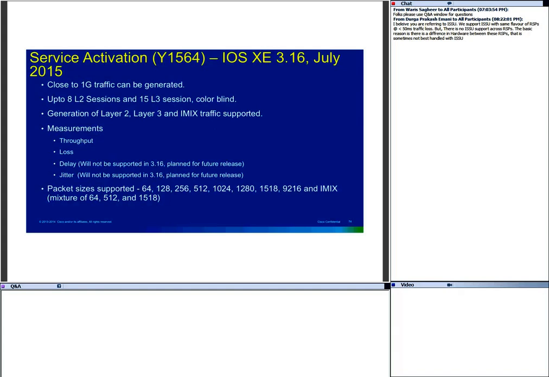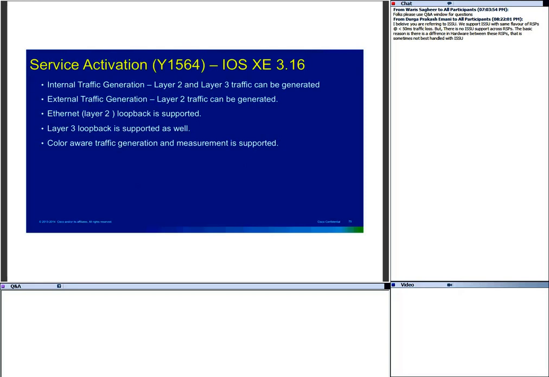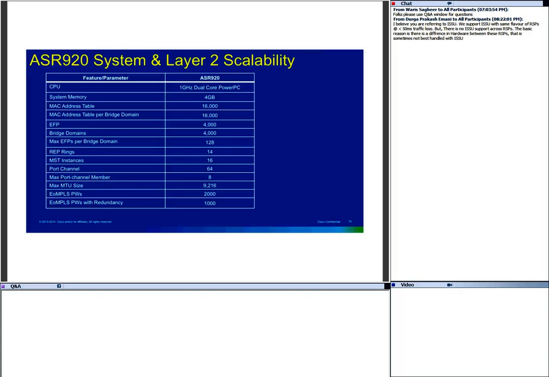Service activation is supported since 3.16, which was a couple of months ago, and we support throughput and loss. Delay and jitter are going to be supported in the future, and we support both layer 2 and layer 3 traffic generation, and also a combination of multiple packet sizes in layer 3, which is more like IMIX-based traffic generation. There are actually a couple of other things we can do, like QoS with the traffic generation as well. I'll leave it for you to go through the details on service activation.